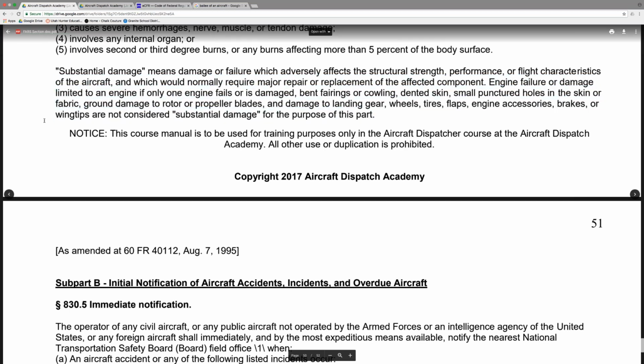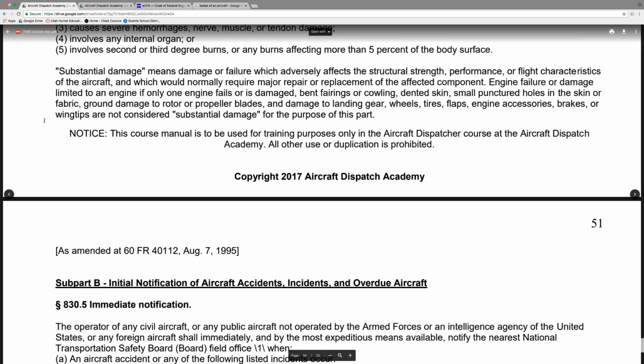Substantial damage means damage or failure which adversely affects the structural strength, performance, or flight characteristics of the aircraft, and which would normally require major repair or replacement of the affected component. Engine failure or damage limited to an engine if only one engine fails or is damaged, bent fairings or cowling, dented skin, small punctures, holes in the skin or fabric, ground damage to rotor or propeller blades, and damage to landing gear, wheels, tires, flaps, engine accessories, brakes, or wingtips are not considered substantial damage for the purposes of this part.